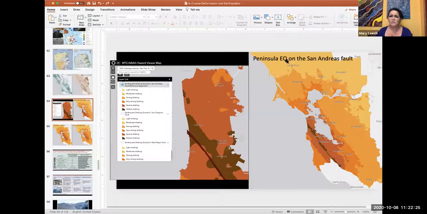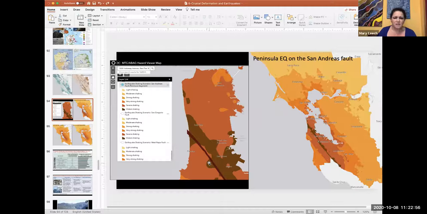So this is an earthquake on the peninsula segment of the San Andreas Fault. The shaking is most intense along the fault trace, and then a little bit farther away from the fault trace is still pretty intense shaking, but it dies off the farther away you get. Same with an earthquake on, I don't remember which one this is. I didn't write it down. I guess they're both peninsula earthquakes.